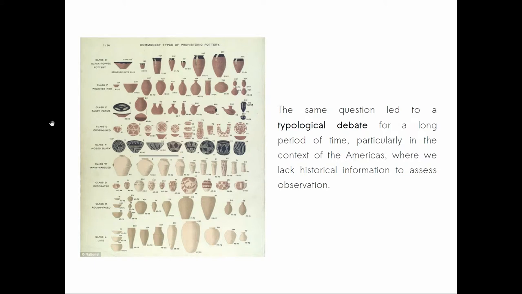This is kind of an old debate, the topological debate, which is a century old, and mostly in the Americas it's really important because we lack historical information. So in many cases, we have the objects, and we don't know where they come from. We don't have Bronze Age or these kinds of chronological distinctions.